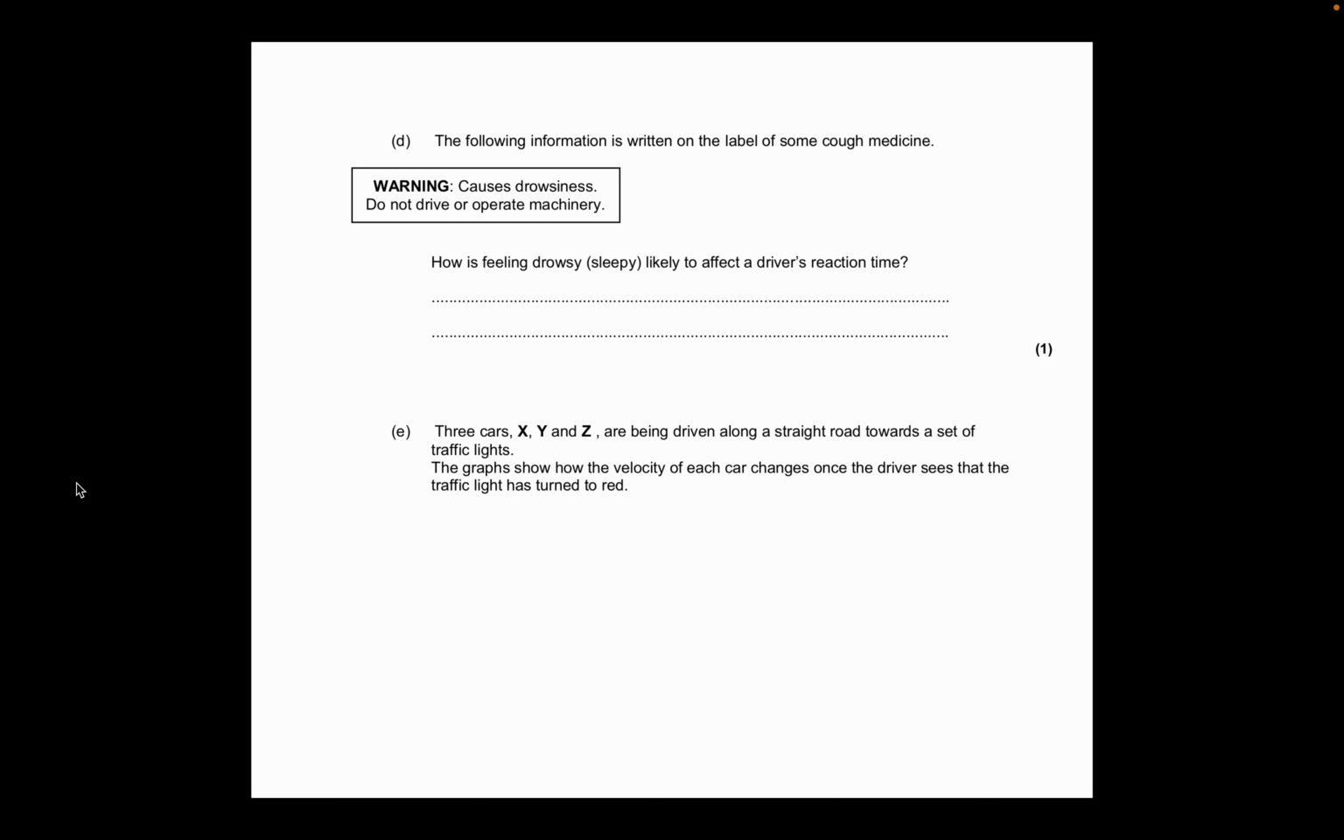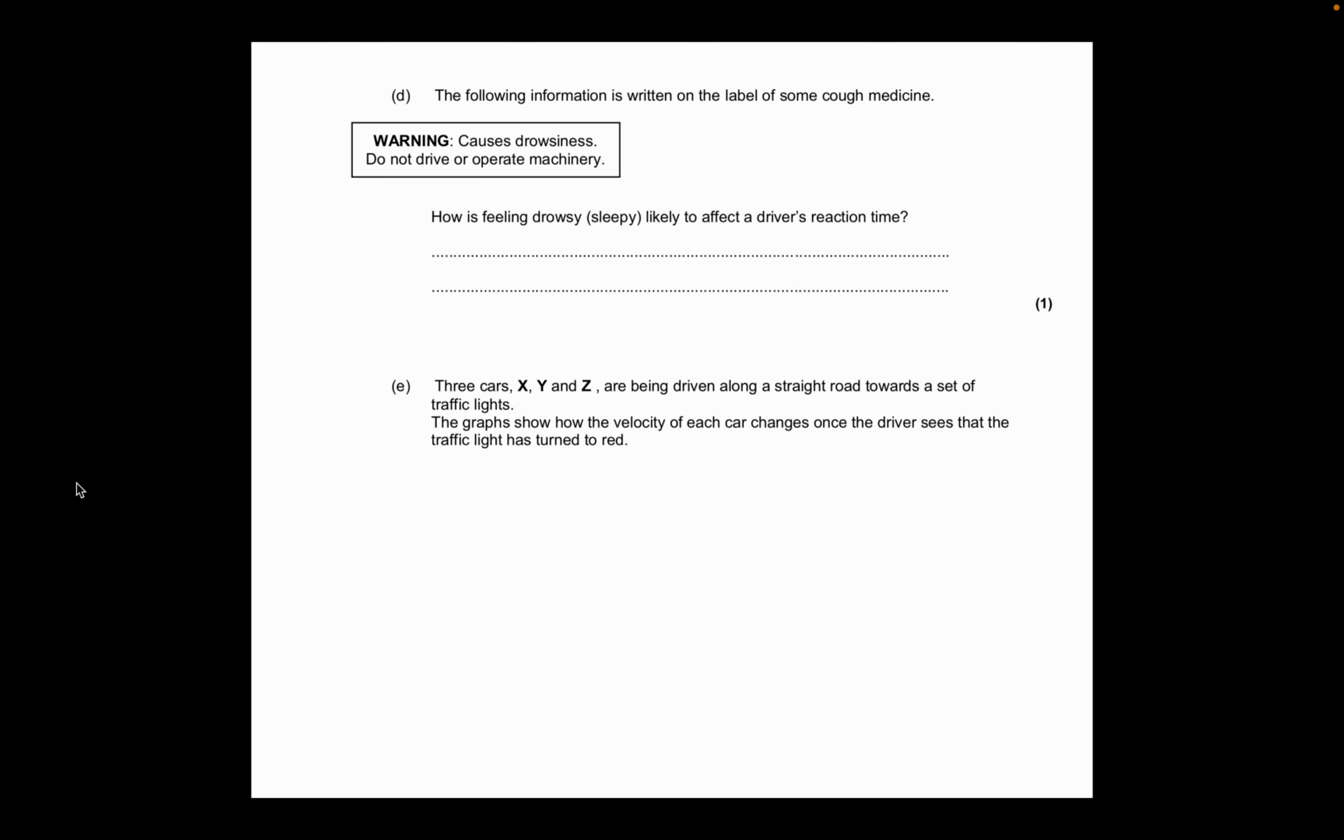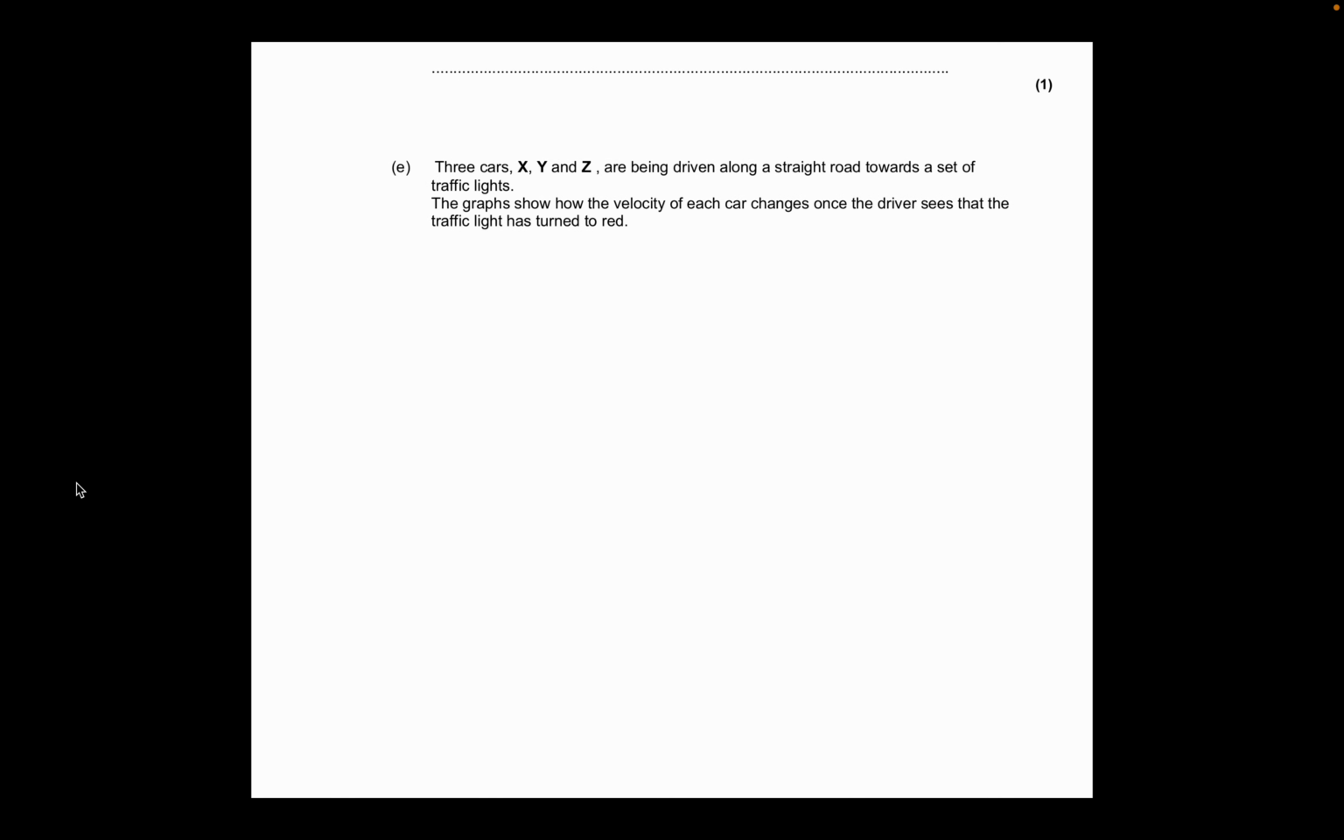Remember, if the person's feeling sleepy, that means they'll take more time in order to react. So that means the driver's reaction time is going to increase. So that means the reactions are much slower. So that's something that you can mention for 1 mark. Let's move on to the next question.